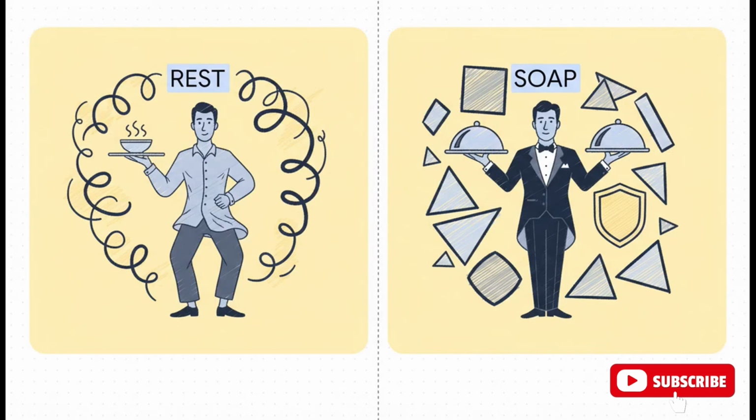So you can really see the trade-off here, can't you? With REST, you get flexibility and speed, perfect for most web and mobile apps. With SOAP, you're trading that flexibility for rock-solid security and reliability. You wouldn't use it for a simple weather app, but you'd absolutely want it for a bank transfer.